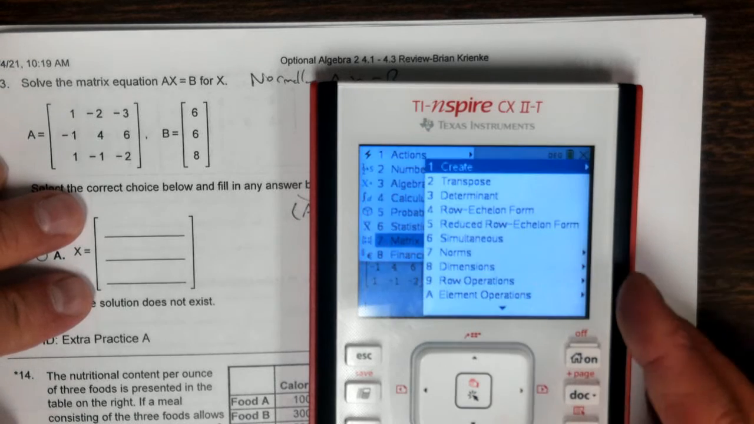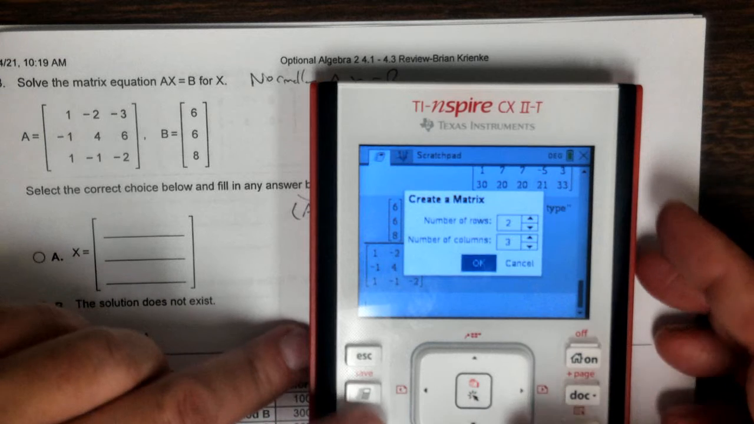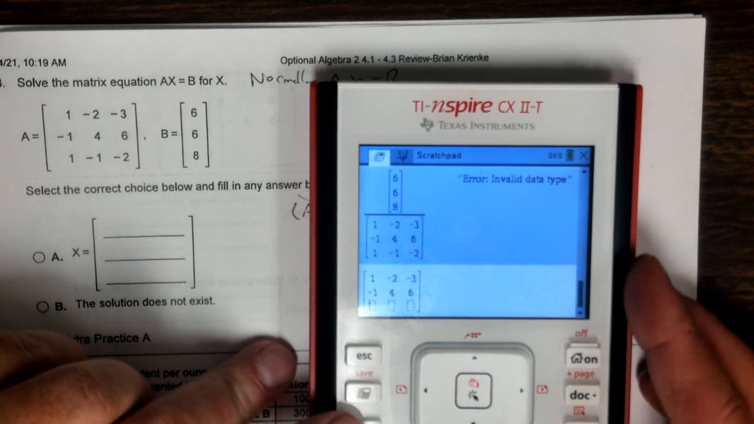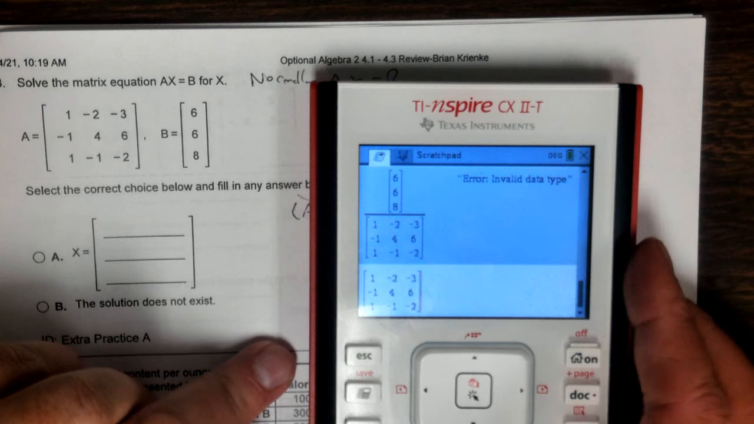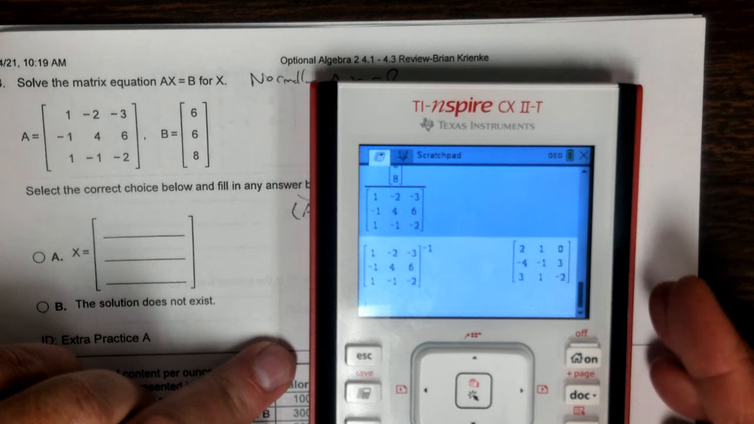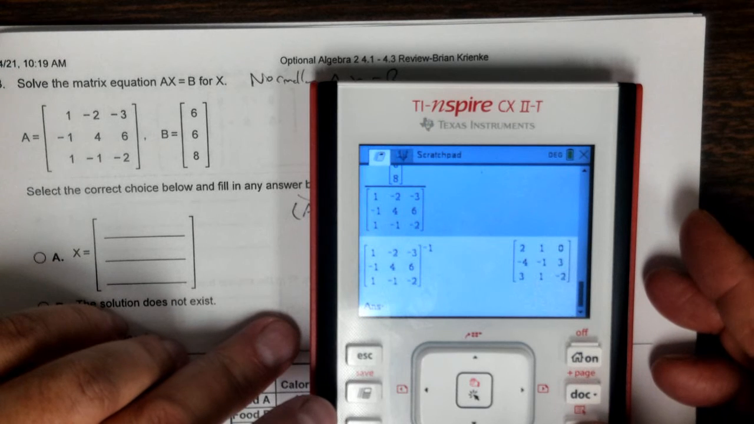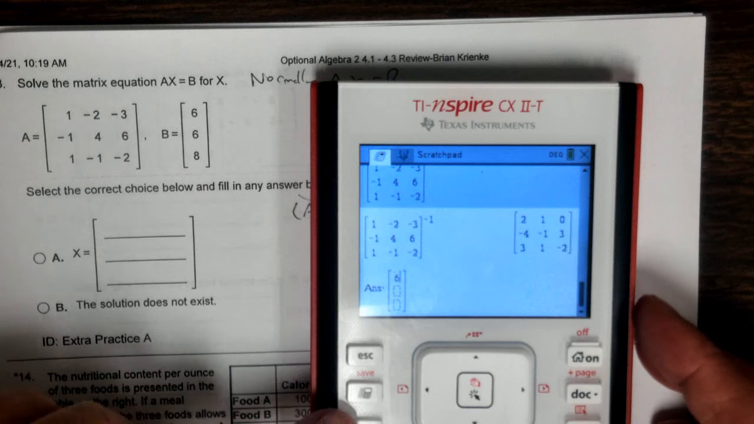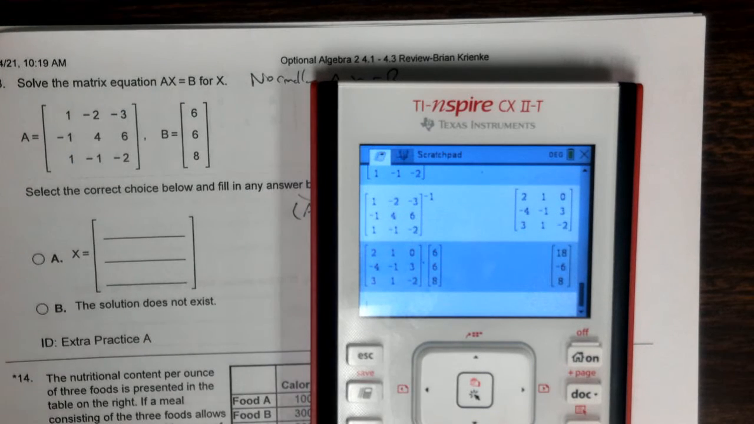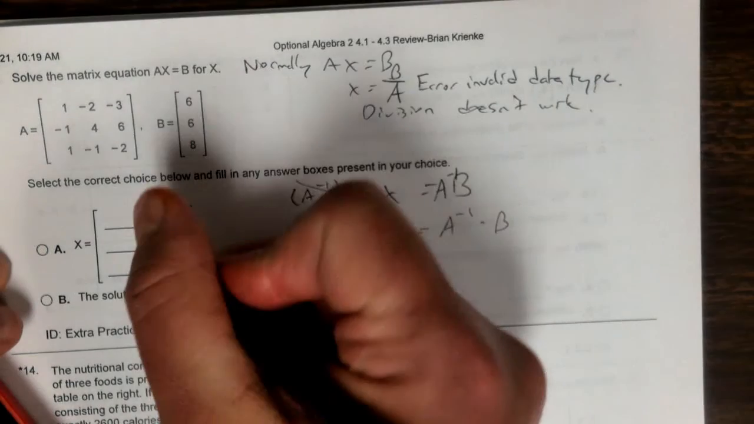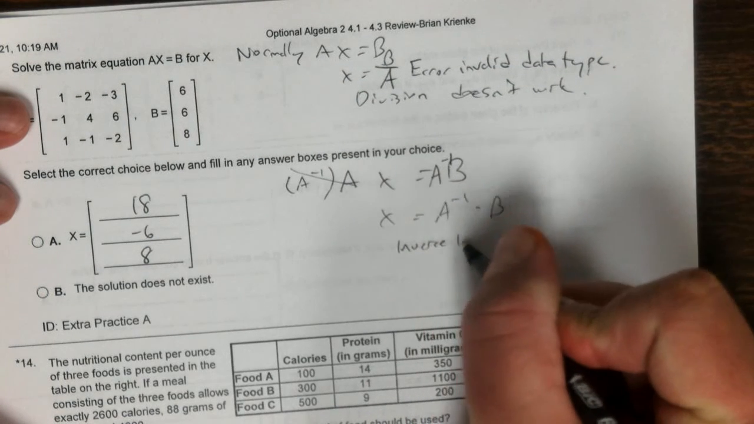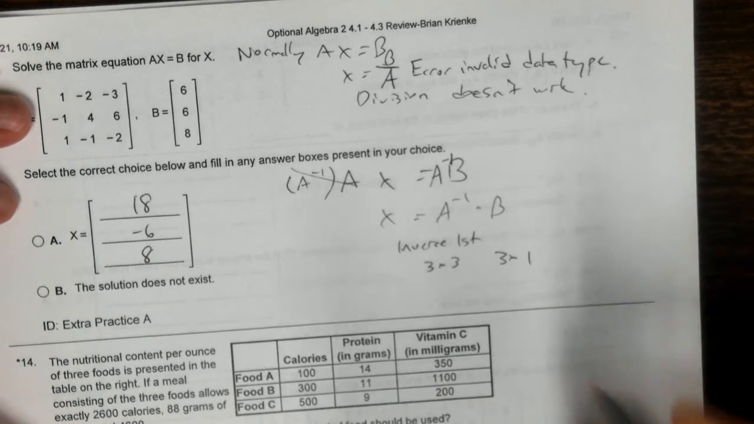So if we type this 3 by 3 matrix, raise it to the negative 1 power, and then times the 3 by 1. Here's where you would put 6, 6, 8. Then that's your answer. 18, negative 6, 8. Okay. So notice you have to put your inverse first, which was a 3 by 3, and then times b, which was a 3 by 1.